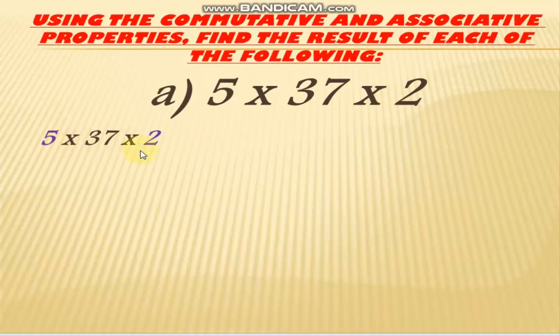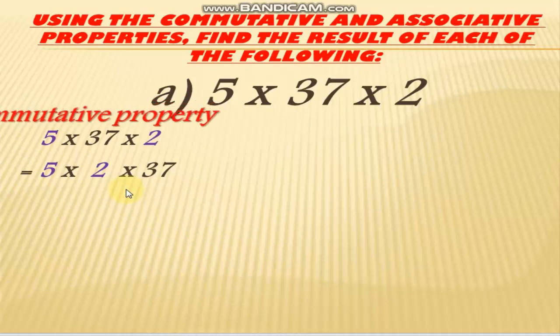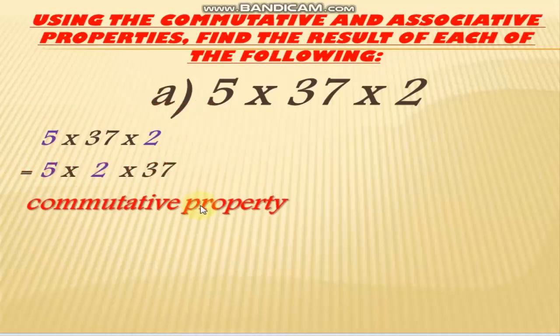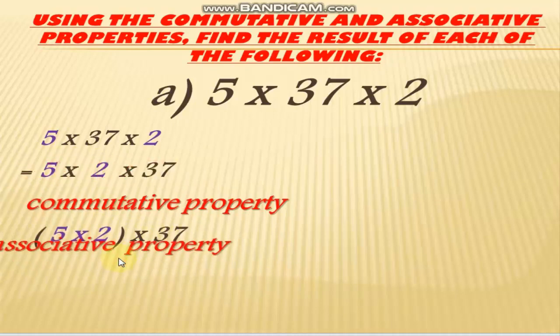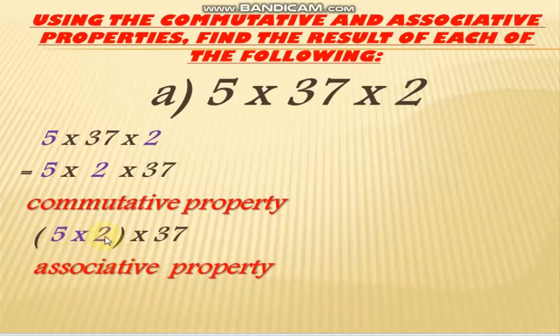Like we said before in addition, we need to find two numbers that, if we multiply them, the result will be 10, 100 or 1000. So we will rearrange the numbers and put 5 times 2 times 37, and this property is called the commutative property. We will put brackets around 5 times 2, times 37, and this is called the associative property. 5 times 2 equals 10. 10 times 37 equals 370.